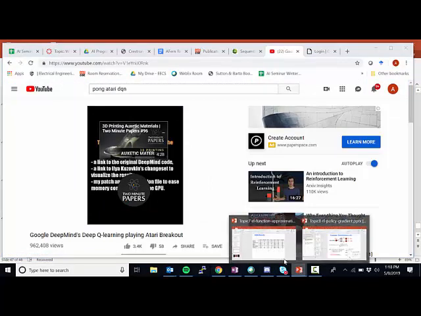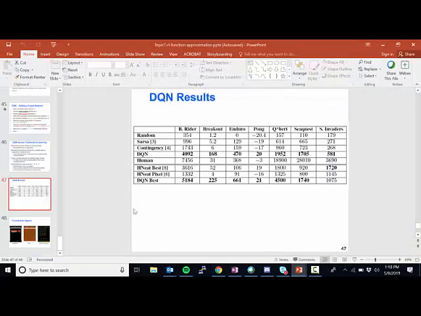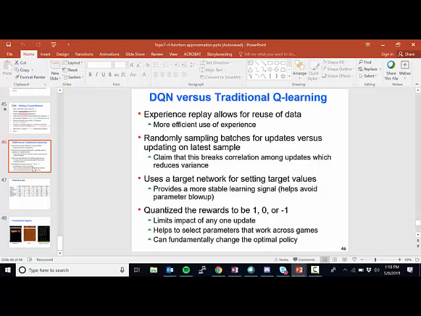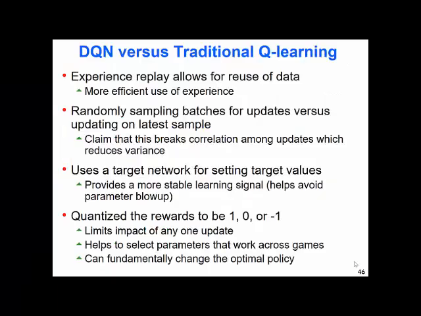So back to the slides. I think we're just about done with DQN. So at the end of the day, you'll be implementing DQN, and it's like Q-learning, but with these other differences that we mentioned. The target network, that was an important one.